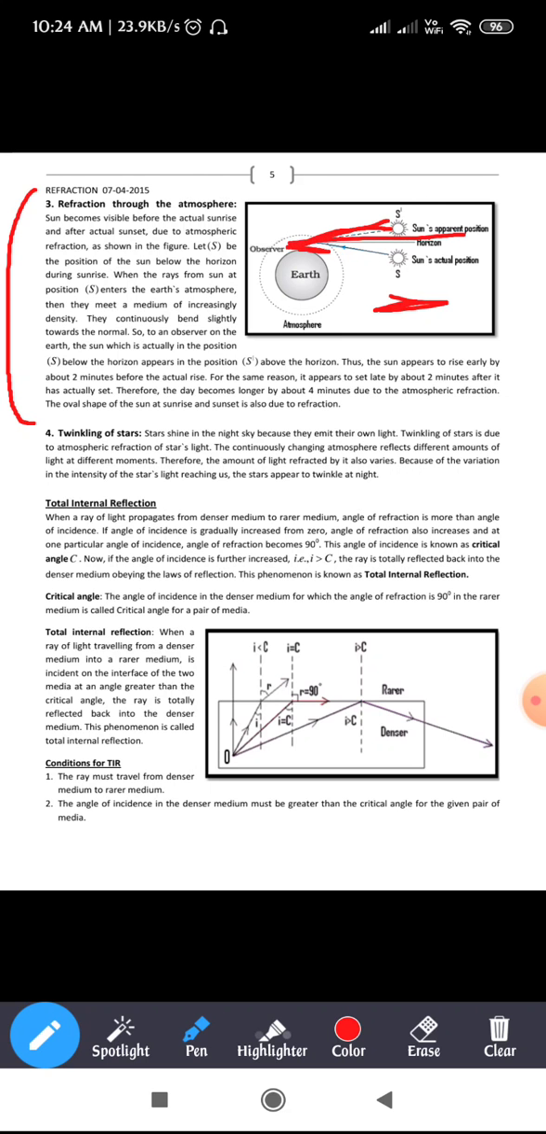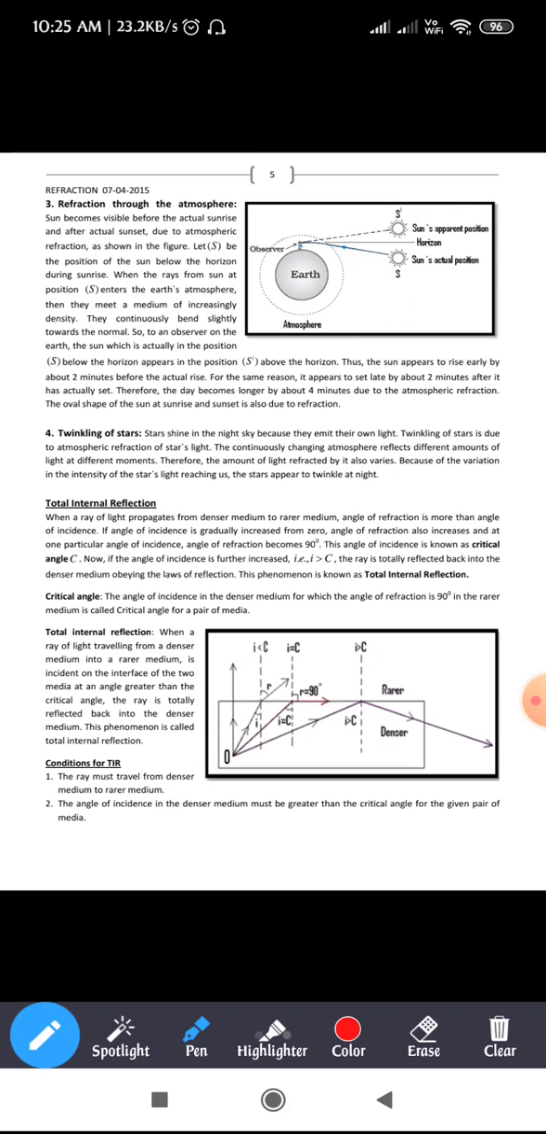This is the horizon. So even though the sun is below the horizon, for the person observing from the surface of the earth it appears like the rays are coming from above the horizon, hence he concludes that the sun is at this position, but the actual position of the sun is below the horizon.